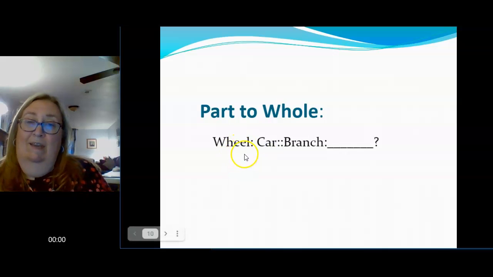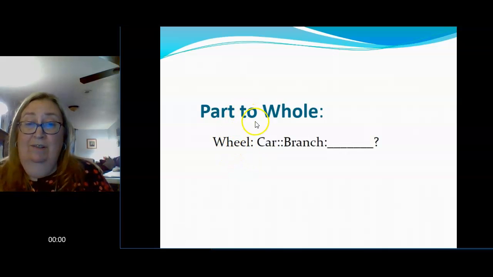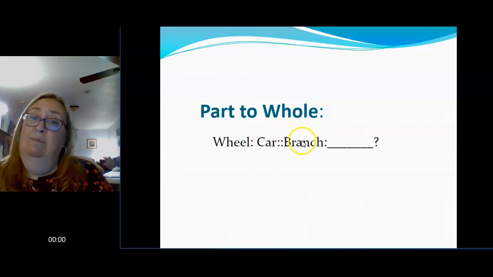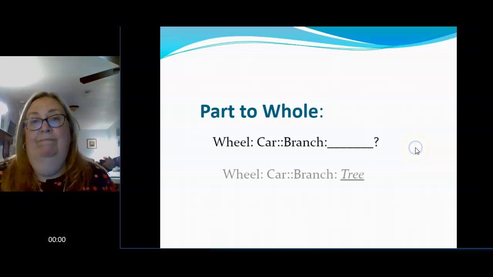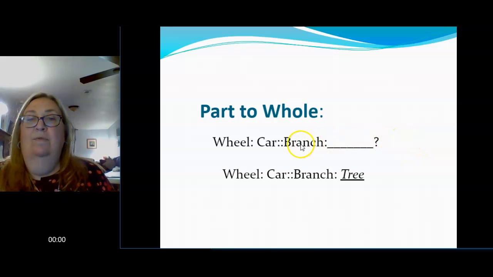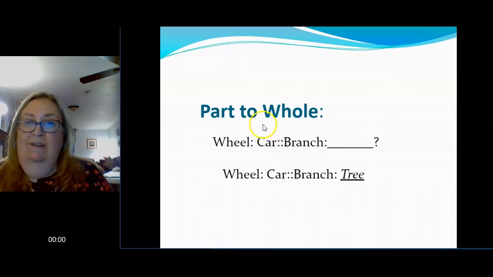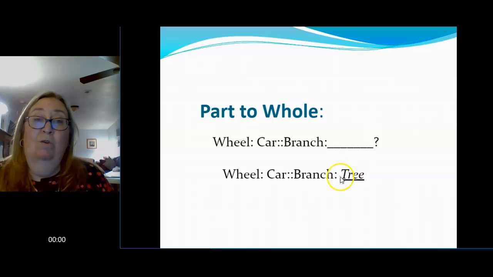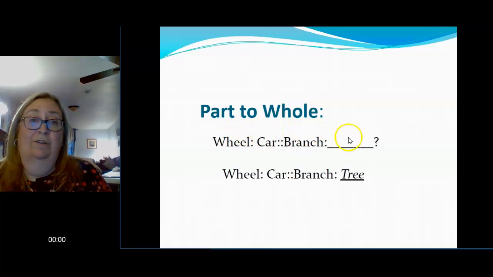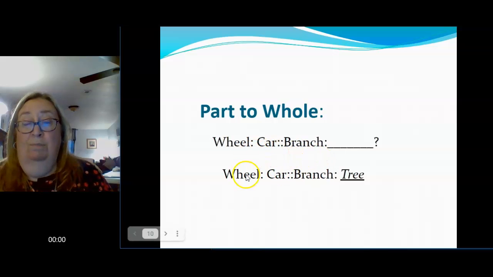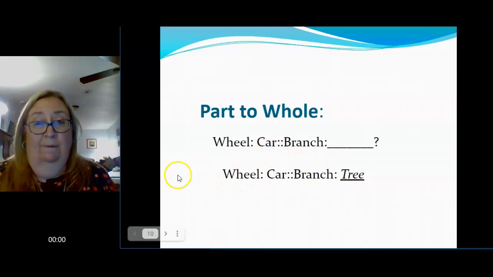So in this case, a wheel is part of a car, just like a branch is part of a tree. Now, if these words were reversed, if I said a whole car needs a wheel, just like a whole tree needs a branch, they have to be in the same order. I can do part to whole and part to whole, or I can do whole to part and whole to part, but they have to be in the same order, okay?